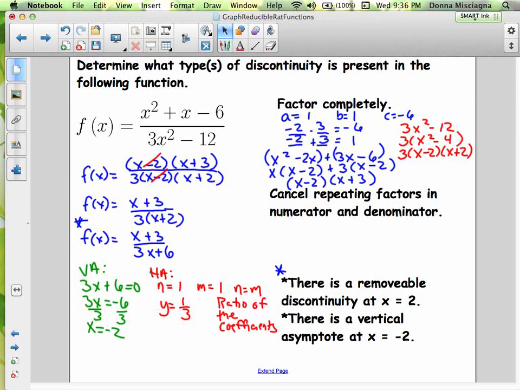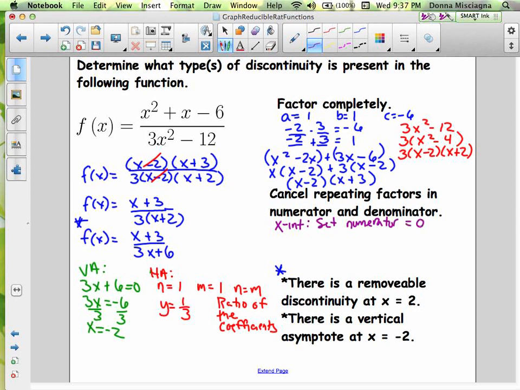Let's also find the x-intercepts and the y-intercept. For the x-intercept, set the numerator equal to 0, because a fraction equals 0 where the numerator is 0. So if we set the numerator x plus 3 equal to 0, x equals negative 3. So negative 3, 0 is the x-intercept. How about the y-intercept? We can find the y-intercept.